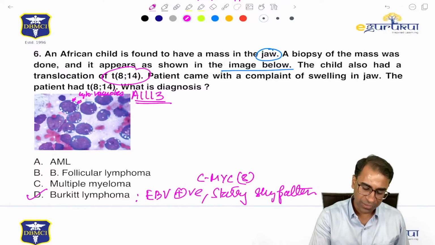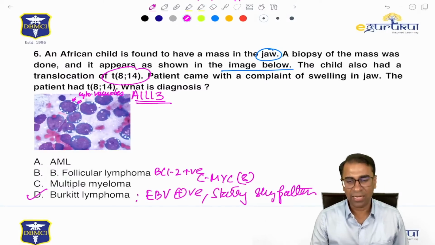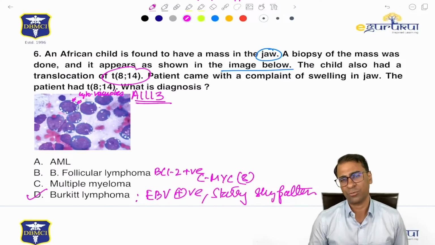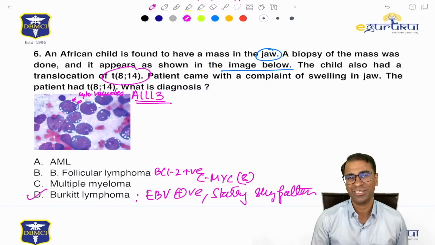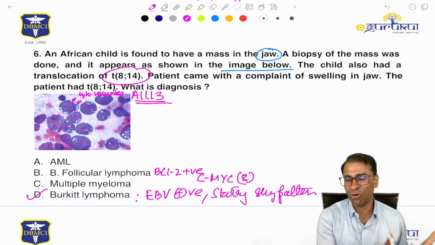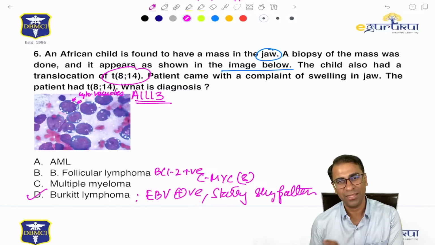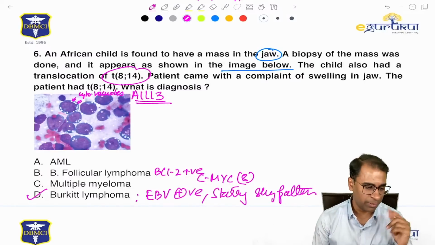I just remind you guys that follicular lymphoma shows BCL2 positivity, and multiple myeloma shows multiple translocations including chromosome 13q deletion, and with 14: t(4;14), t(14;16), t(14;20). All the 14 ones will be there in multiple myeloma.